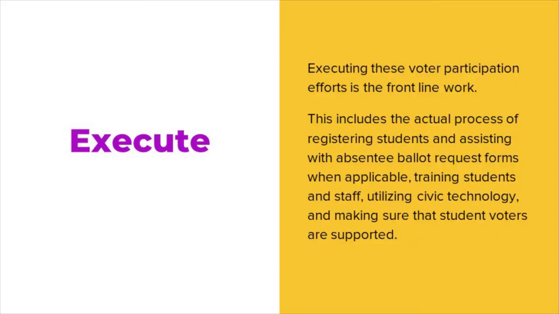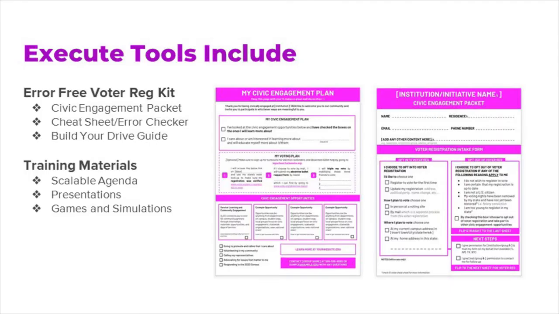The next stage is the execute stage. Executing these voter participation efforts is really the frontline work. So that's actually registering the students, having those conversations, helping them with absentee ballot request forms where it's applicable, training students and staff, utilizing civic technology, and making sure that student voters are generally being supported. And then we have some tools for that as well, some that we are building out with the co-designers, a few that we already have.